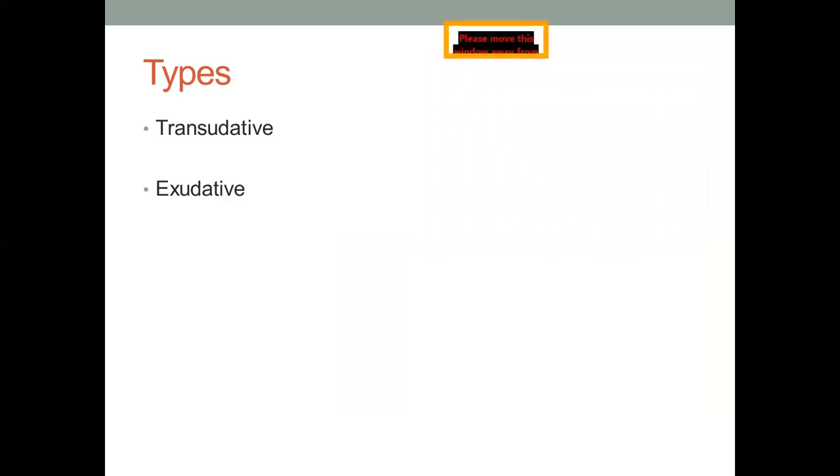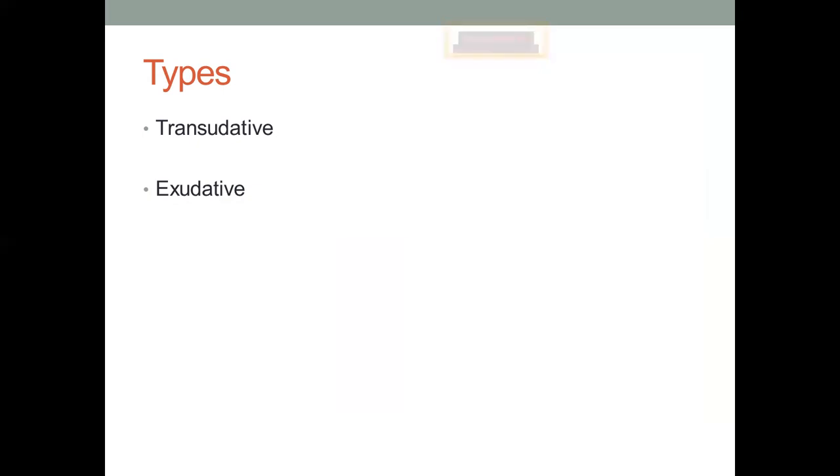When we aspirate the fluid, by looking at the color of the fluid, one can diagnose the type of the pleural effusion. Either this will be transudative or exudative.